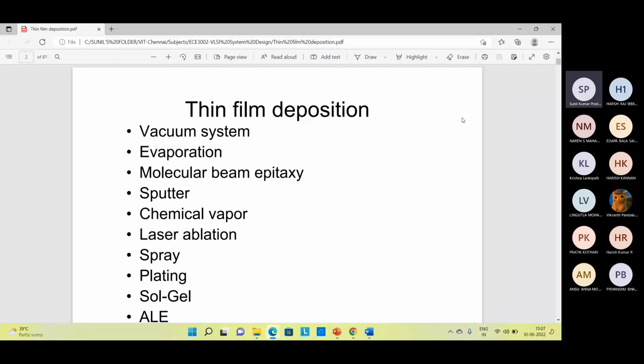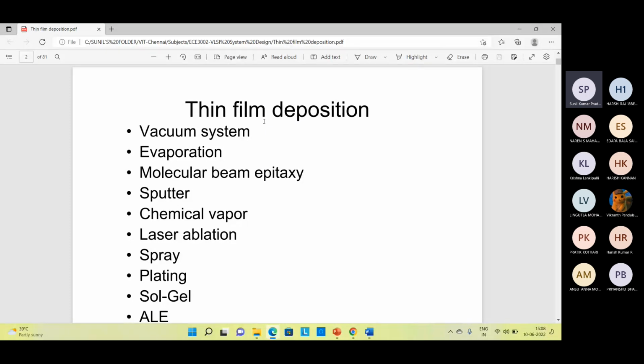Then the evaporation method. With the evaporation method, we can evaporate any target material and then deposit it on the substrate. Molecular beam epitaxy is so accurate and so precise that the atoms are deposited molecule by molecule on the substrate, and the vacuum is very good. Around 10 to the power minus 10 millibar can be achieved in molecular beam epitaxy. So that is a very good approach in thin film deposition.